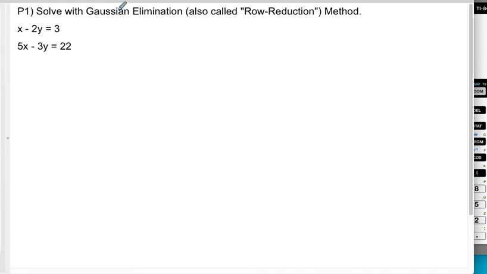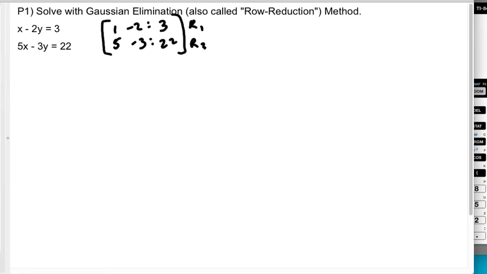So you can pause me if you want to try this without me. It is already lined up. We're going to solve this using the same method, okay? Pause me if you want to do it without me. So 1, negative 2, colon 3 is my first row. 5, negative 3, colon 22 is my second row, right? So that's my row 1 and my row 2, right?